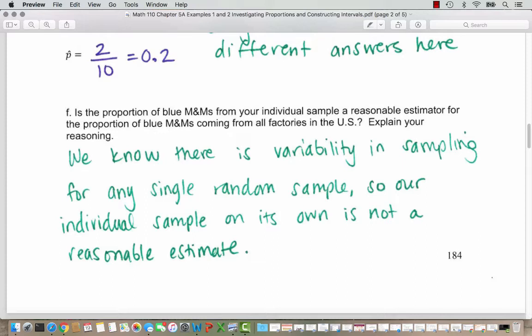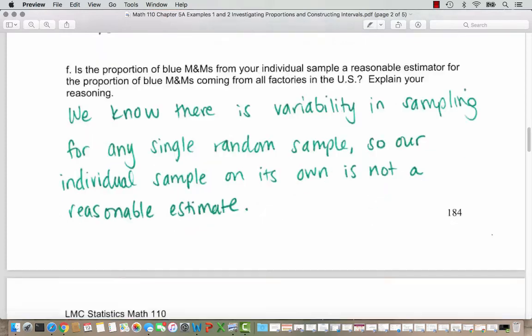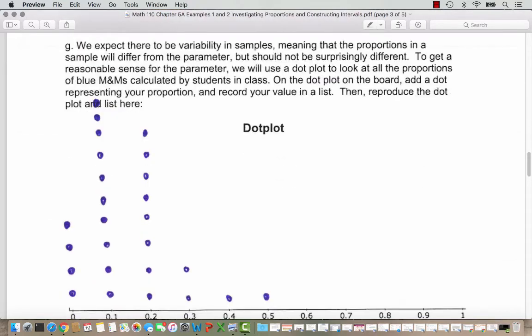So the one sample I have here, 2 out of 10, is not enough on its own to say for sure we think 2 out of 10 or 20% of M&Ms are blue. So we expect there to be variability in samples, meaning that the proportions in a sample will differ from the parameter, but should not be surprisingly different.